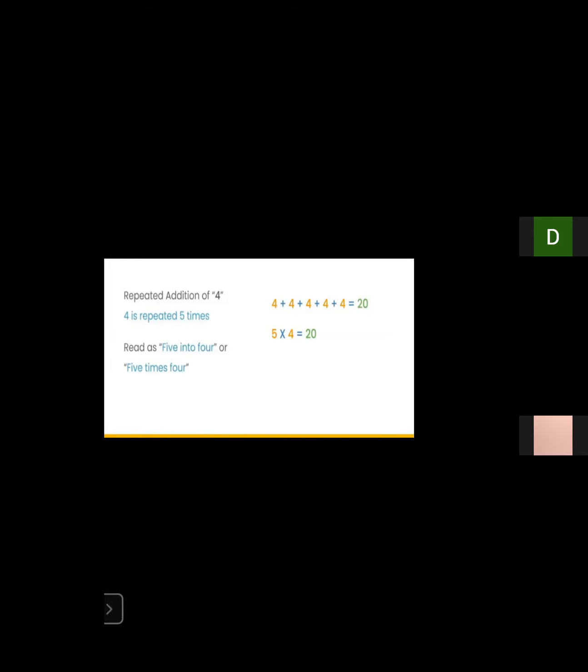First, repeated addition of 4. It means 4 is repeated 5 times. It means 4 plus 4 plus 4 plus 4 plus 4 equals 20. It means 5 into 4 equals 20. Now it can be read as 5 into 4 or 5 times 4 equals 20.